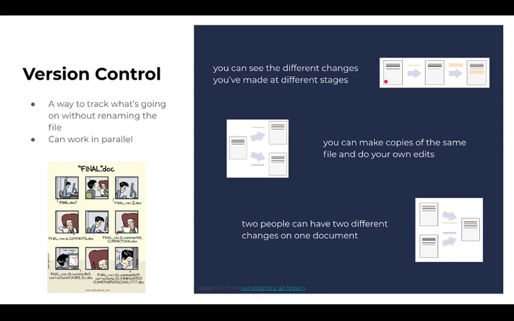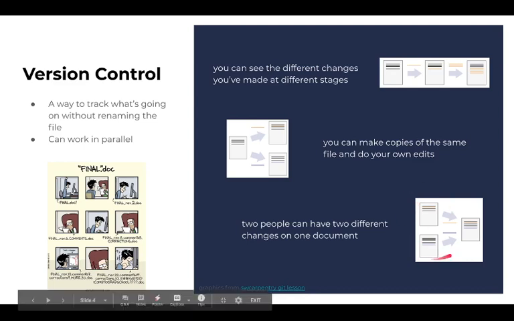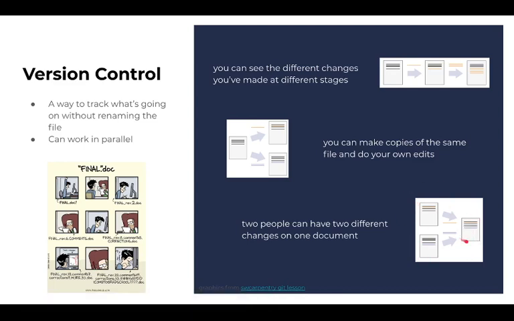Another thing that you can do is you can work in parallel. Okay, so if you look here, you have one original doc, and then you have one person making edits in red and one person making edits in blue. You can make copies of the same file and do your own edit. And then, as you can see on the bottom graphic, those two edits can come together. So that final doc right here is a combination of both people's edits.